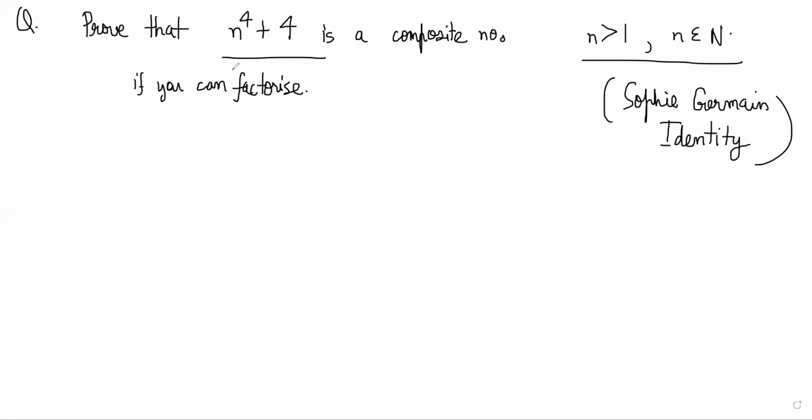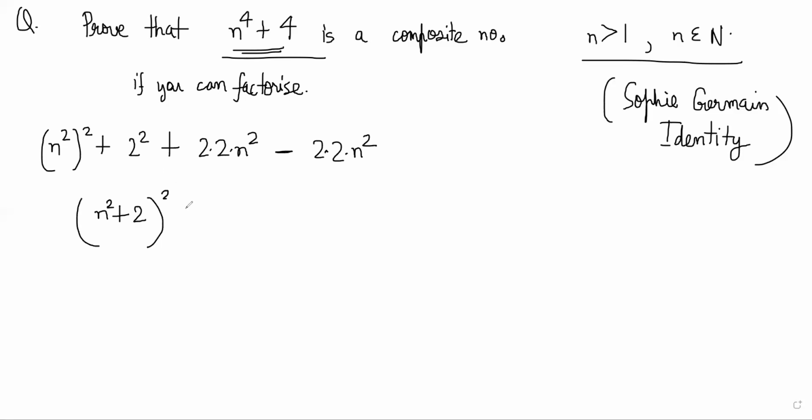This is something square and this is 2 square, right? So you are just missing the middle term, right? You're missing the middle term. So if you added 2 into 2 into n square and subtracted that, that would be the same thing, no? Then the 2 times 2 times n square is also a square. So that is a difference of squares coming, right?